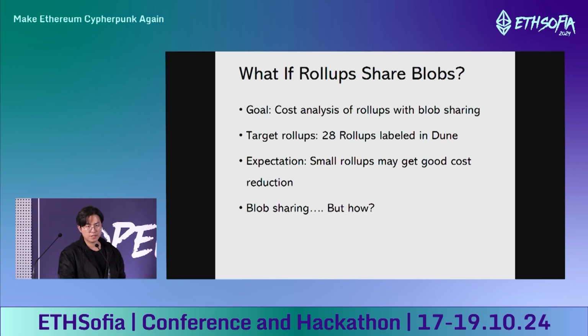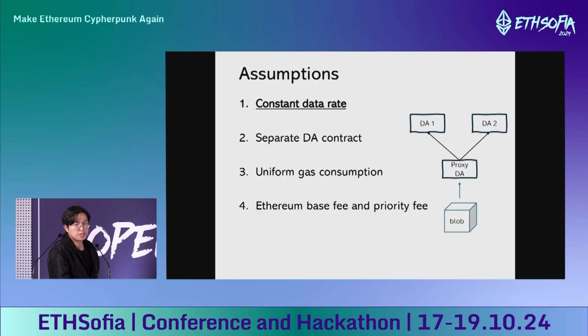So how can I simulate blob sharing? I had to make some assumptions. The first is the core assumption, constant data rate, which I'll explain after the other assumptions. I also assumed there is a virtual separate DA contract, which can be a proxy DA contract for other rollups' DA contracts, and uniform gas consumption. Rollups have their own DA contract and their own DA function in the smart contract for blob submission. Usually they consume the minimum gas, but some rollups use their own customized function, so they cost more. For the simulation, I assume they all use the same function costing minimal gas.